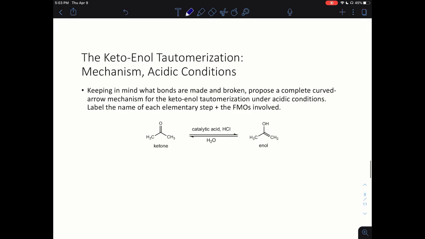All right, now that we can think about why the ketone form is favored relative to the enol form, we can try to propose the mechanism for the keto-enol tautomerization. We're going to try under acidic conditions first. So we're going to be under aqueous conditions. So we have water, then we have some trace acid, some catalytic acid. So catalytic just means that the acid is not consumed in the reaction. It will be regenerated at the end of the process.